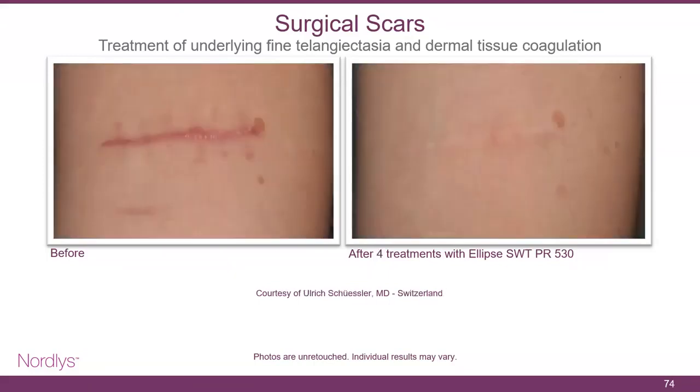Another one here, very red post healing, and 4 treatments using the 530. We tend to use very short pulses, and in many cases we will actually cause some purpura or some bruising, which is transient. It probably lasts about a week, but once we've done the treatment, you can see that we've taken virtually all that vascularity out of the scar.